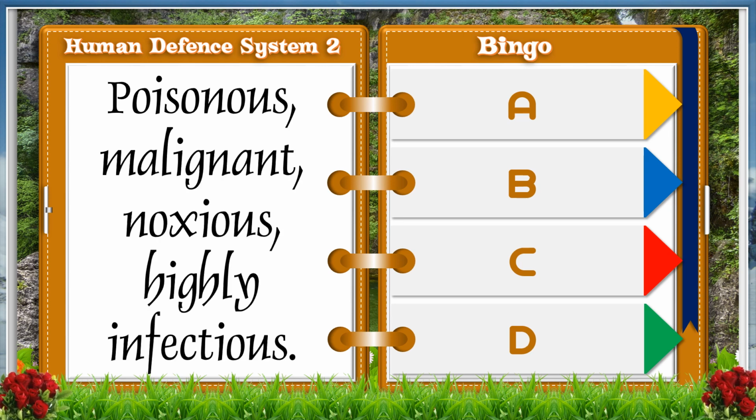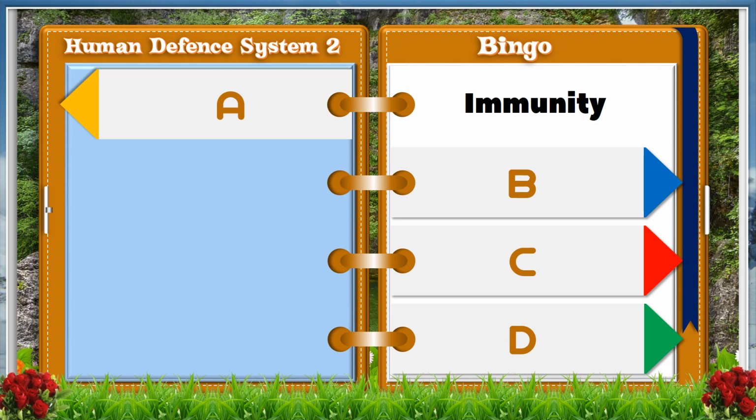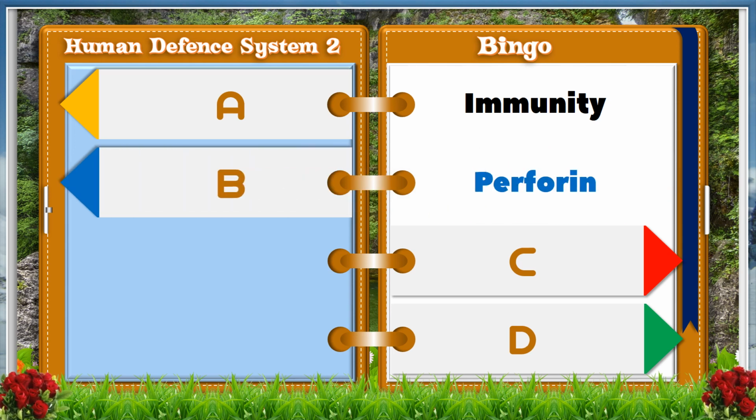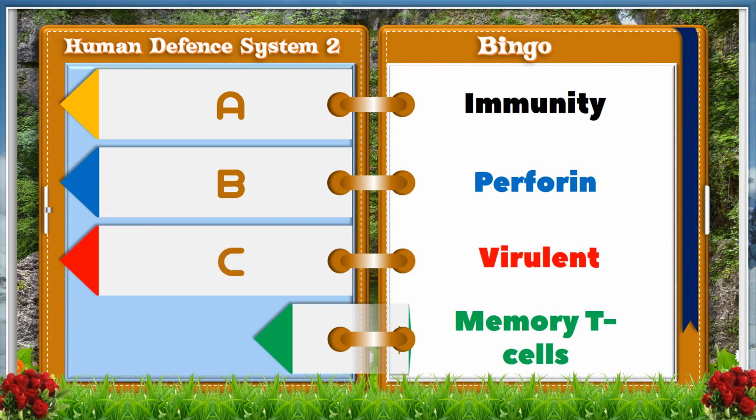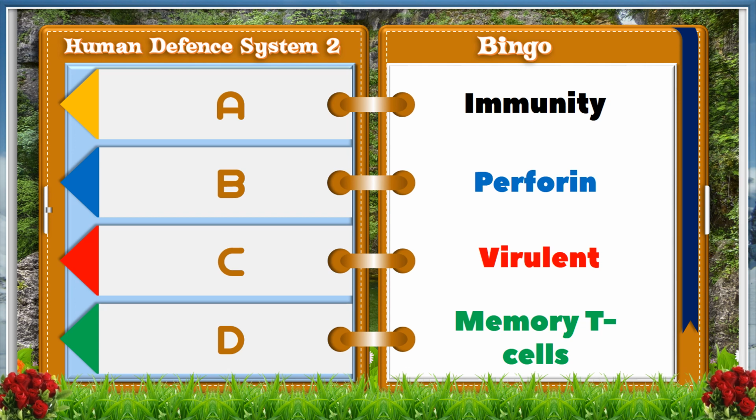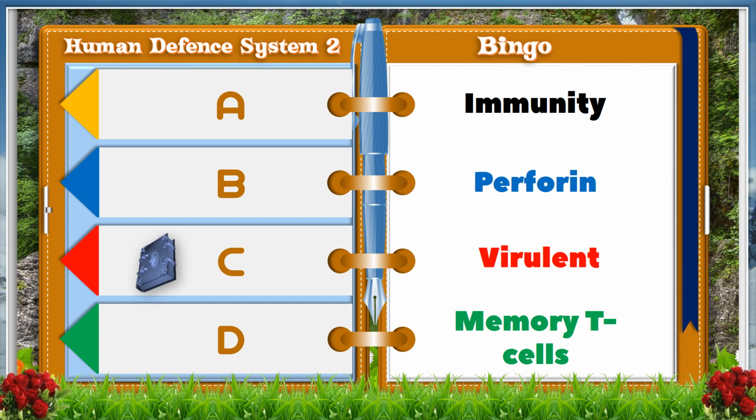Poisonous, malignant, noxious, highly infectious. A. Immunity. B. Pathogen. C. Virulent. D. Memory T cell. And the answer is C, virulent.